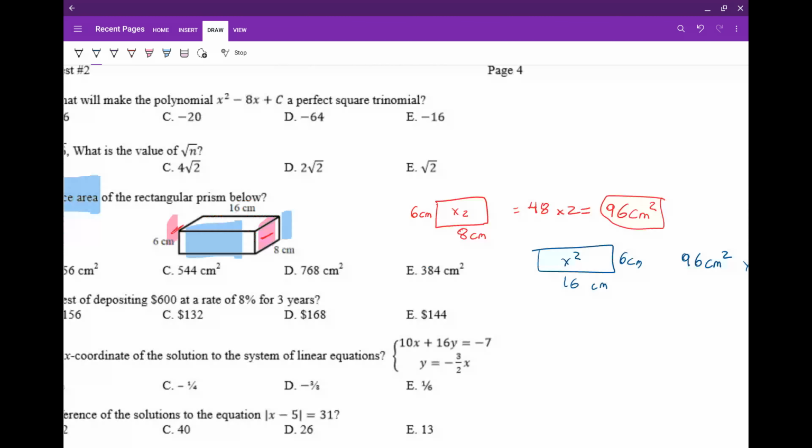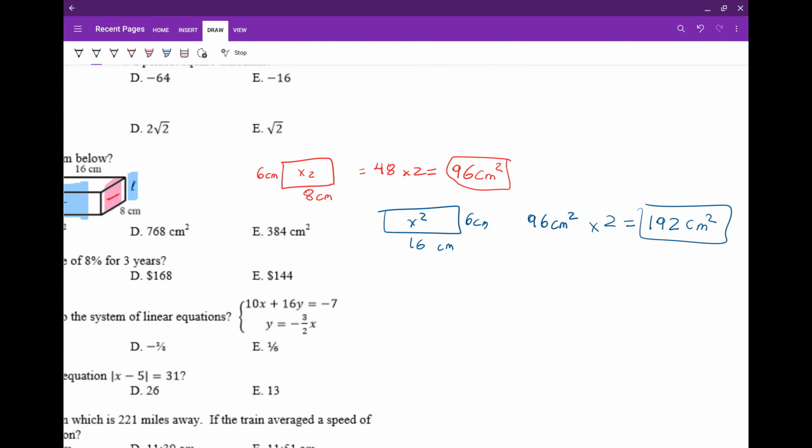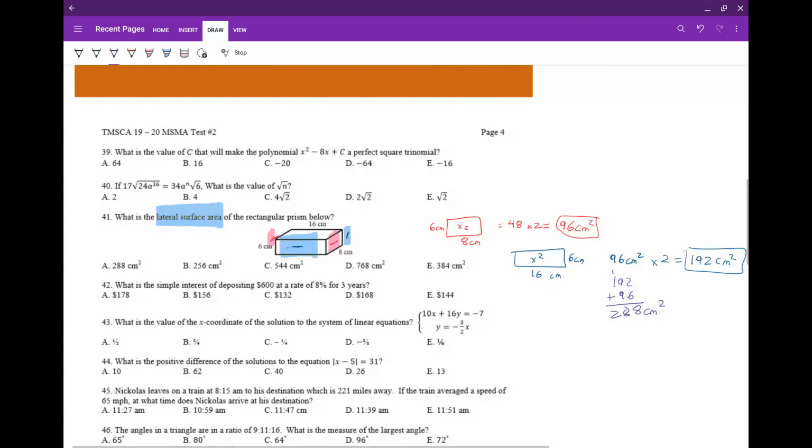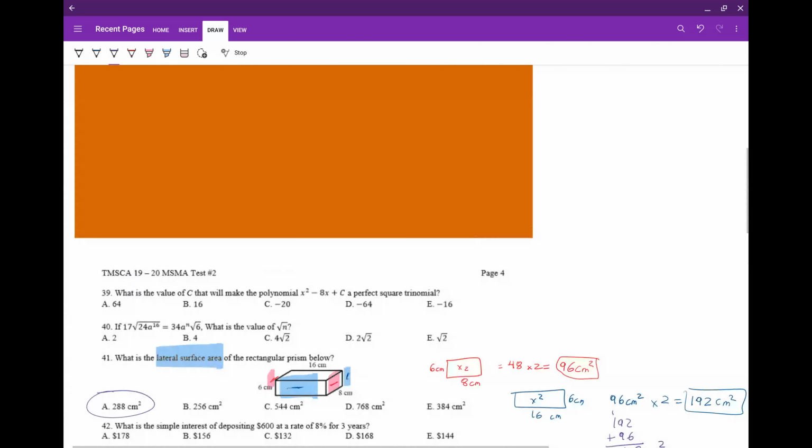If we look at this, we see that once we got the blue ones and the red or pink ones, that's all we need because we're looking at the lateral surface area, not the total surface area. And so we just add these two areas, and then we get 288 centimeters squared. And that would be answer choice A.